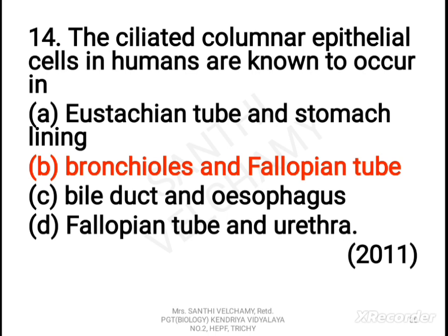Bronchioles and fallopian tube. The ciliated columnar epithelial cells in humans are present in nasal passages, oviducts, which are known as fallopian tubes also, terminal bronchioles, ventricles of the brain and central canal of the spinal cord of the embryo. The columnar ciliated epithelium consists of columnar cells which bear cilia on their free surface.